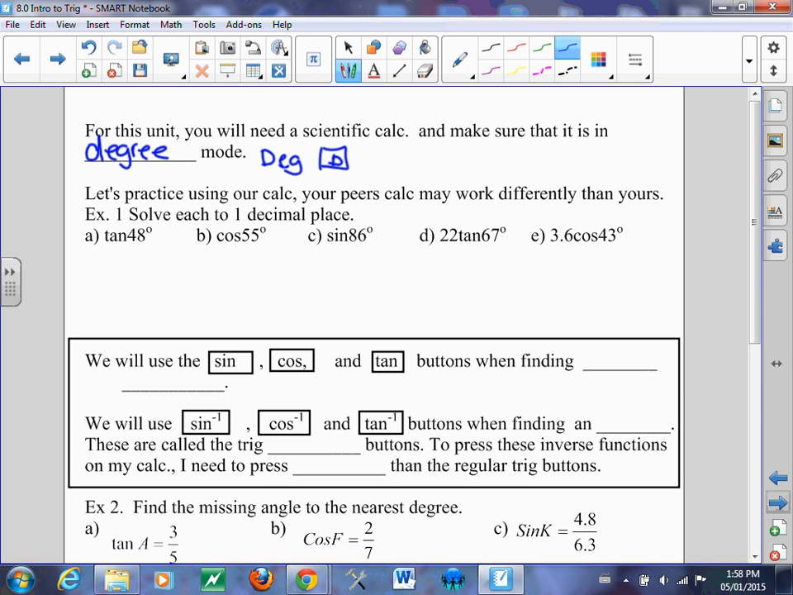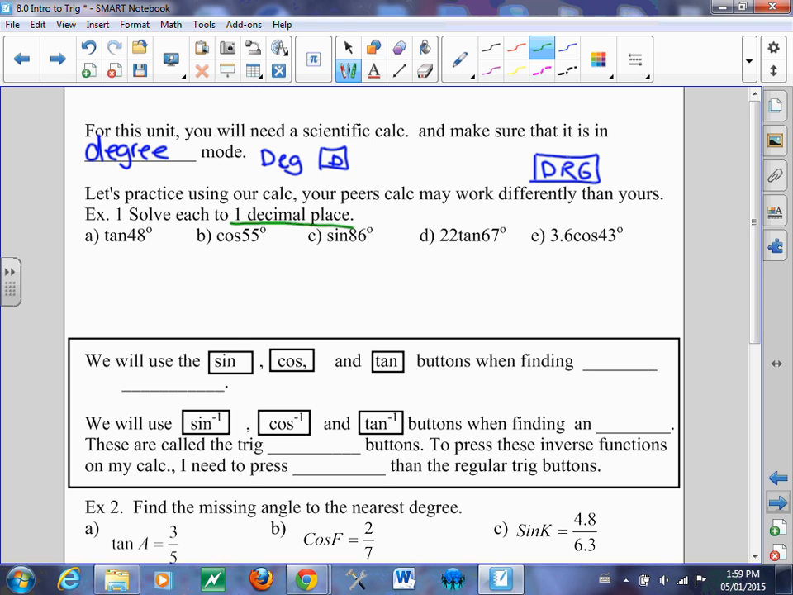And if you need to change it because it's in the wrong mode, you need to find your DRG button. Okay, that changes it from degrees to radians to gradians. So if you need to change it, press DRG button and keep pressing it until you see degree mode. Awesome. Okay, so now that we've got our calculators out, and trust me, you need to get your calculator. So if you're just pretending to watch my video and not do it, you need to get your calculator out because you need to learn which way your calculator works. Okay, so get it out, and we're going to solve these for each answer to 1 decimal place.